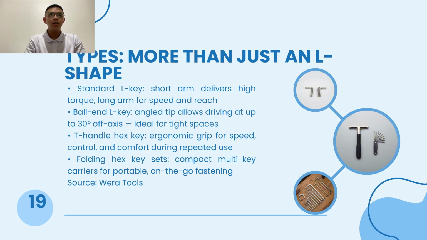The standard L key uses the short arm for high torque and the long arm for speed and reach. The ball end L key has an angled tip that allows driving up to 30 degrees off axis, making it ideal for tight spaces. The T-handle hex key offers an ergonomic grip for speed, control, and comfort during repeated use. And folding hex key sets act as compact multi-key carriers for portable, on-the-go fastening needs.